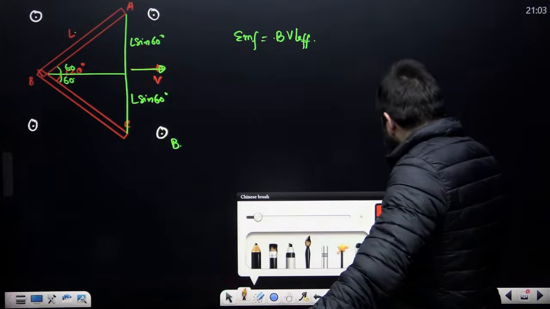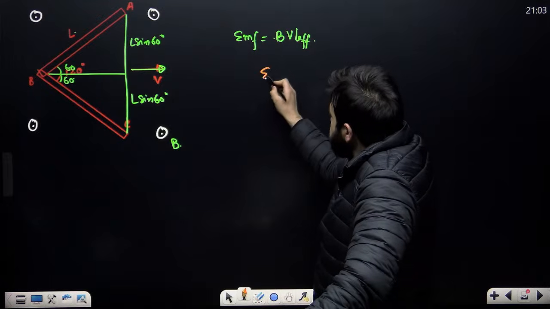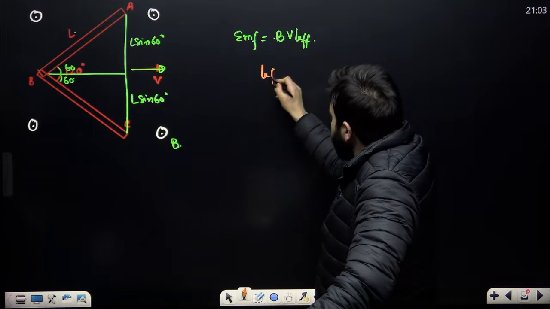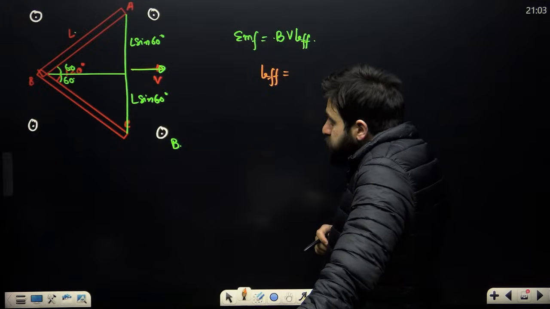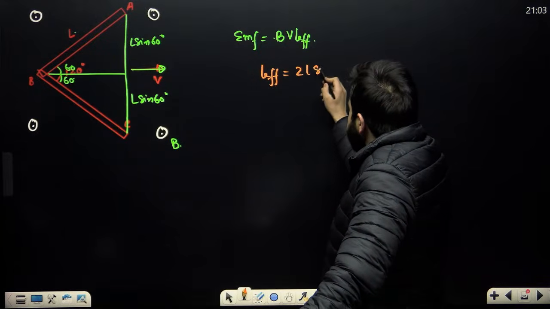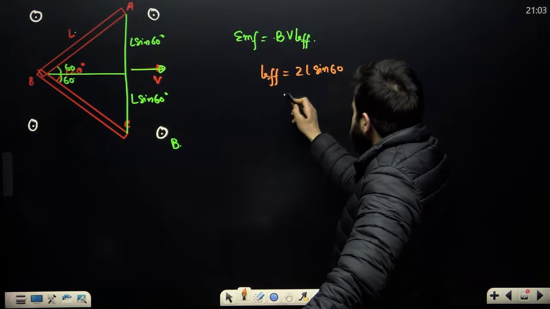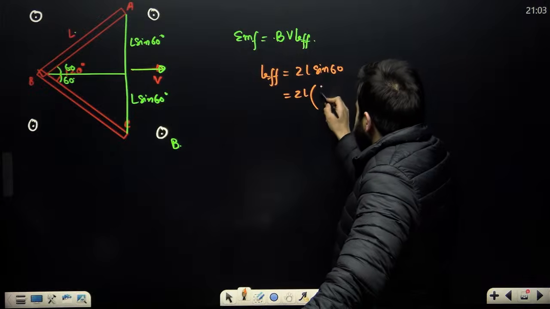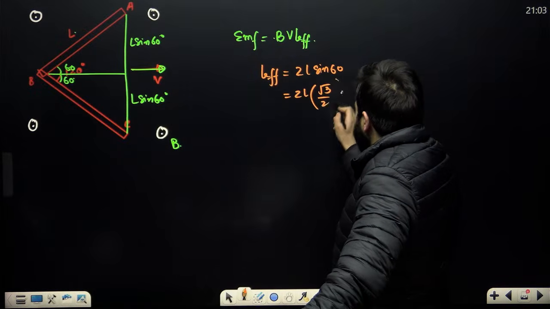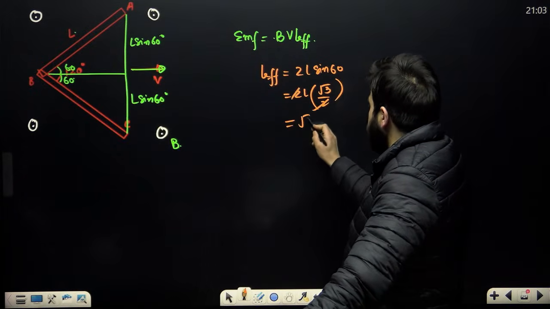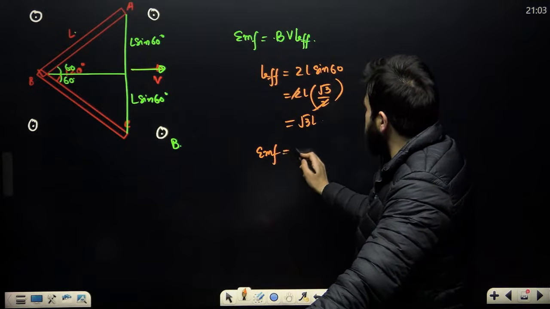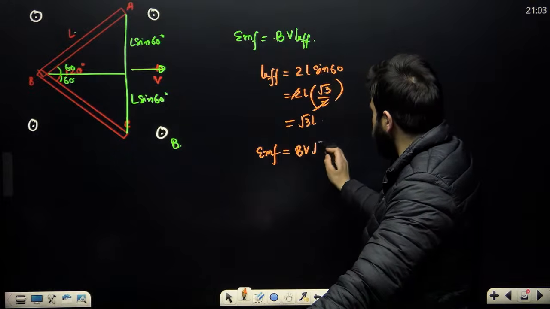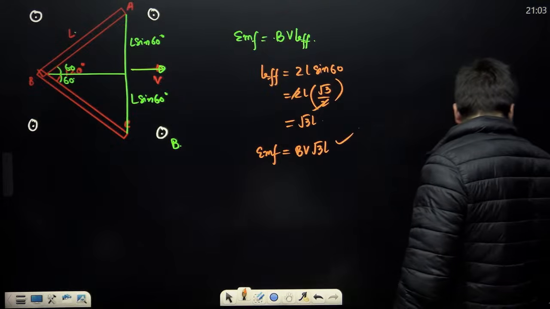Now, what is going to be the effective length of this wire? You say, sir, L effective. L effective in this particular case will be 2L sin 60. 2L sin 60 is basically, sin 60 is root 3 by 2, 2 and 2 will cancel. So this will come out to be root 3L. So what will be the EMF in this particular case? EMF will be BV into root 3L. This is the EMF.